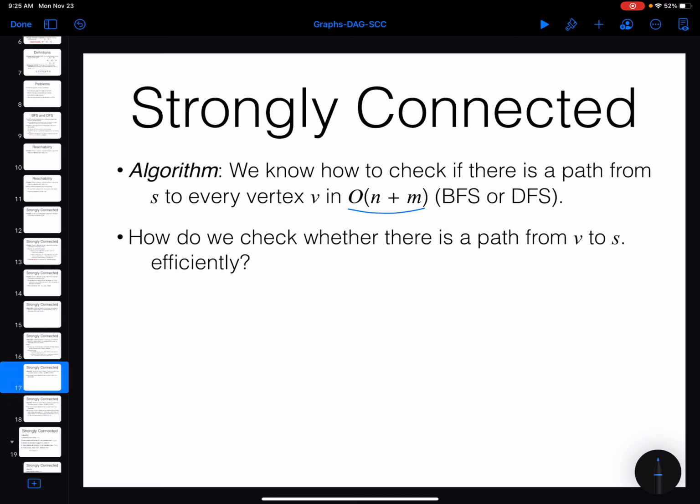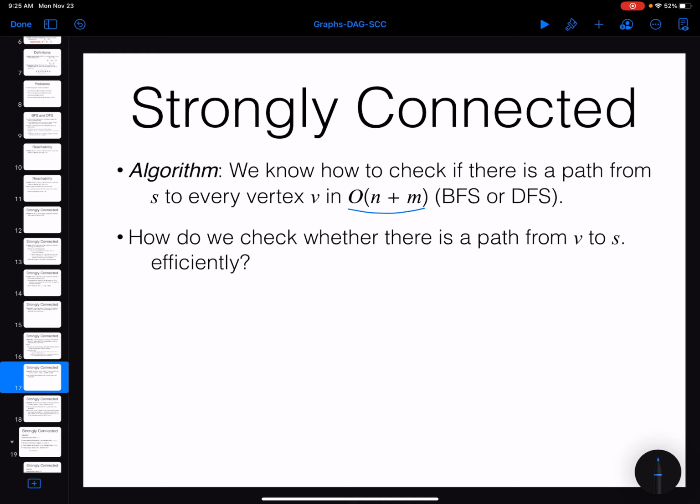How about the second part? How can I check that there is a path from every node in the graph to S? If I run another BFS or DFS from all those nodes to find a path to S, that actually makes it exactly the same as the trivial algorithm, right? So that's not going to solve the problem for me.